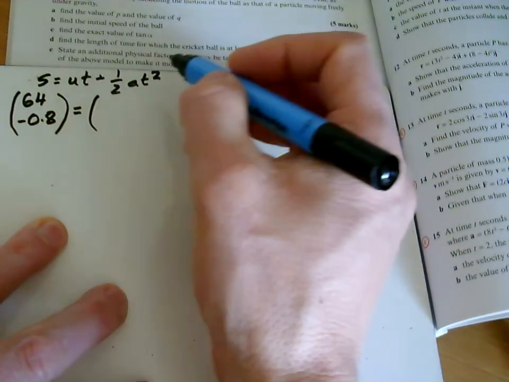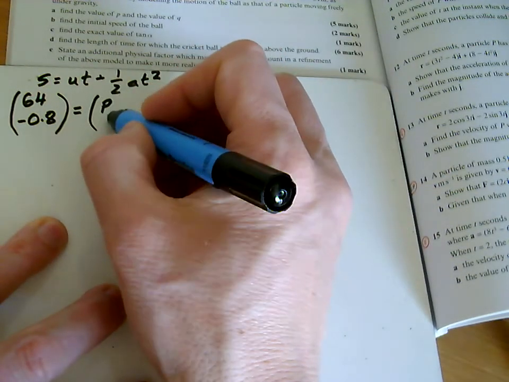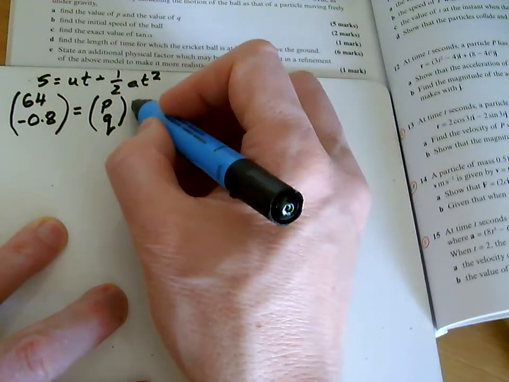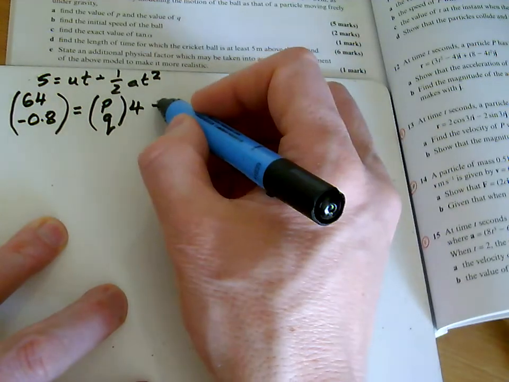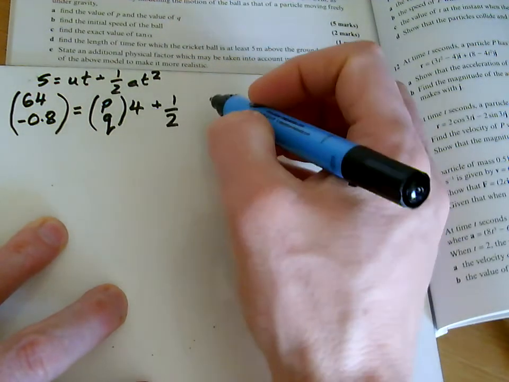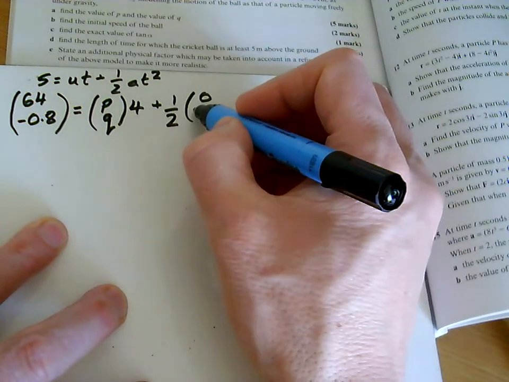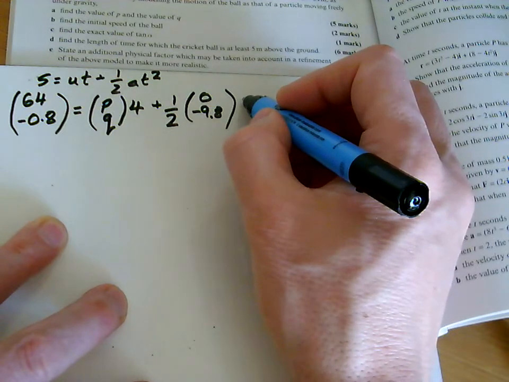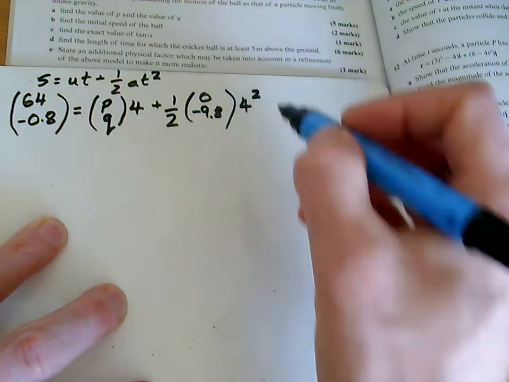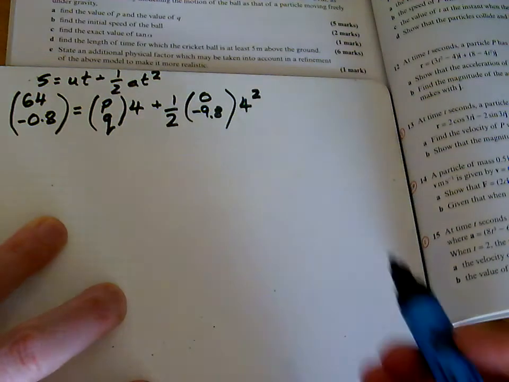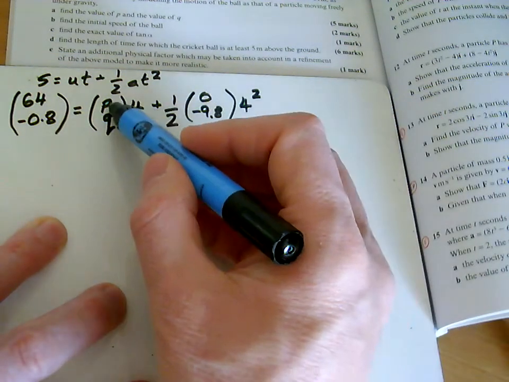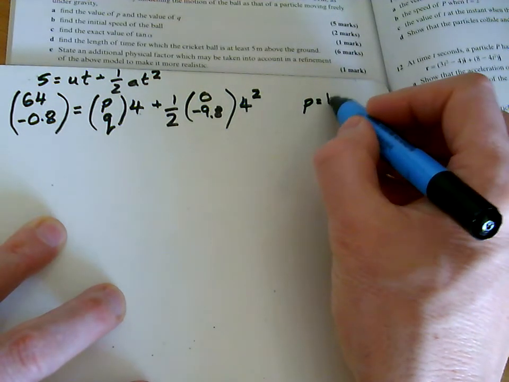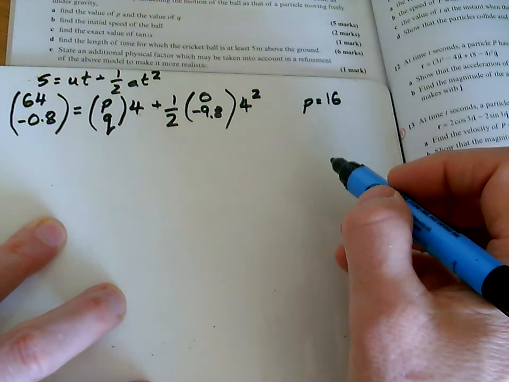U is actually what we're trying to find out here. Use the initial velocity, which is PQ. T, you're told it takes 4 seconds to do that, so that's times 4. Plus a half the acceleration due to gravity, 0 minus 9.8, times t squared, or 4 squared here. So we just look across the top bit there, and of course this bit's all 0, so we've just got that 4p is 64. So from the first bit, we can see that p is 16. That's 64 divided by 4.